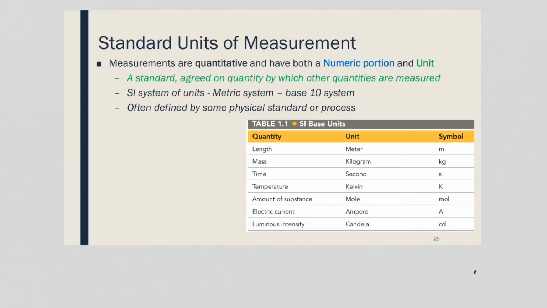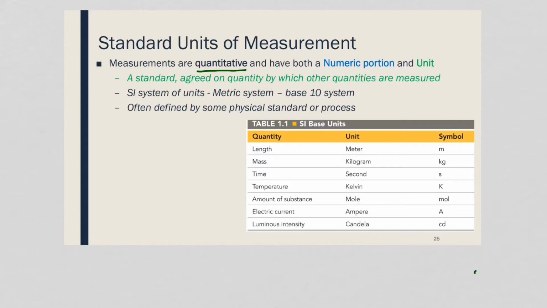Welcome, class. Today we are going to start talking about some different aspects of measurements. So, first of all, let's define exactly what a measurement is. A measurement is a quantitative value, as opposed to observations, where we observe things, which are qualitative. But if we call it a measurement, it's quantitative, meaning numerically based.